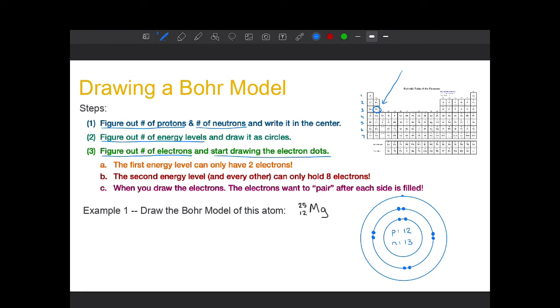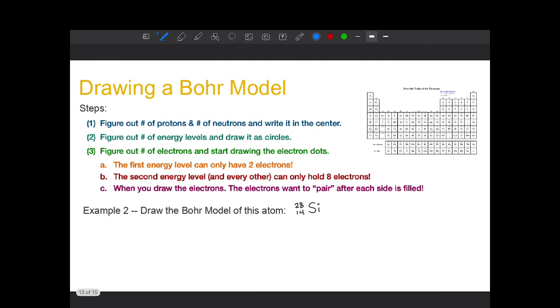So here we go, up, down, and that's all I can put, right? I have 12 total electrons now. This here is the Bohr model of this specific magnesium atom that specifically has a mass number of 12. Okay, let's see another example.